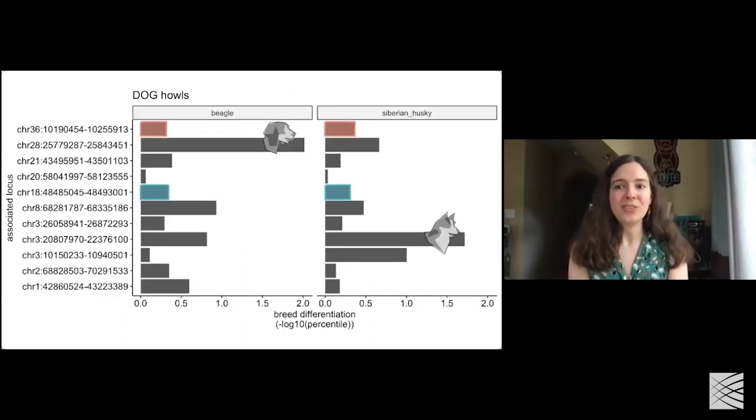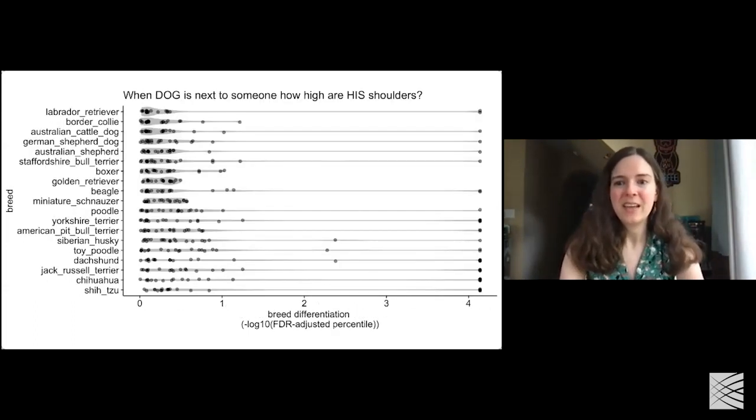And lo and behold, neither of the most significantly associated loci in the GWAS for howling were highly differentiated in our 2 iconic howling breeds. However, either breed did have significant differentiation at 2 different, less associated loci. So this seemed to be an approach that actually was working for what I wanted to find.